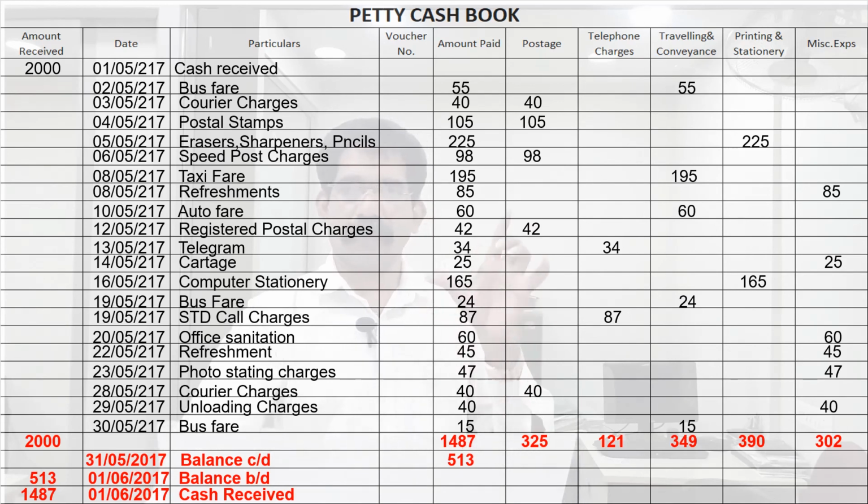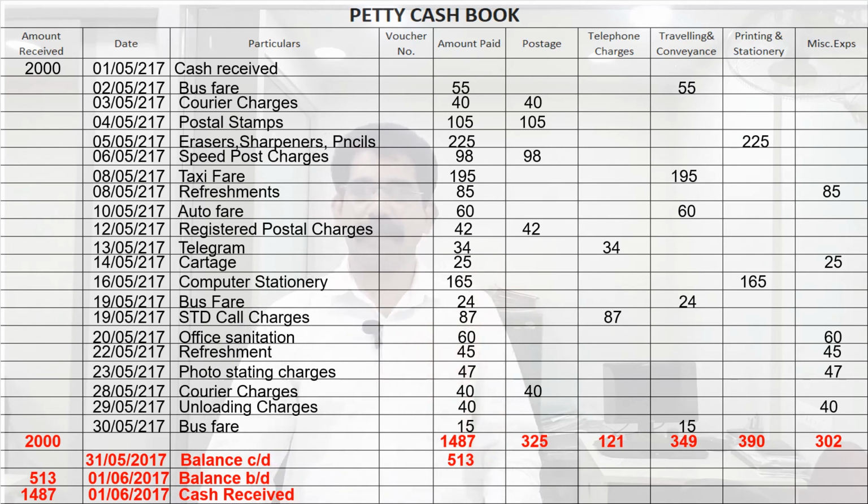Conveyance column. Total the conveyance column. The total of the conveyance column will be 349. The next one is printing and stationery. The total is rupees 390. The last one is miscellaneous column. Total the column. The total coming to 302.